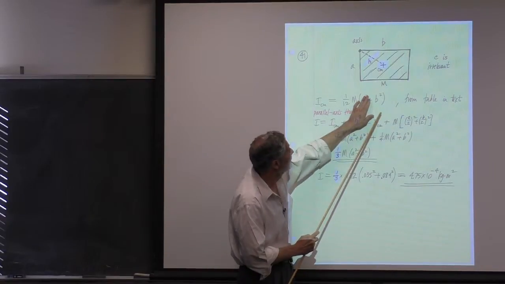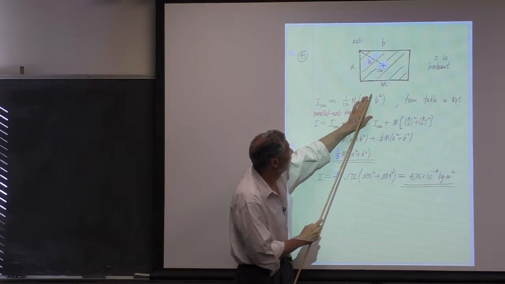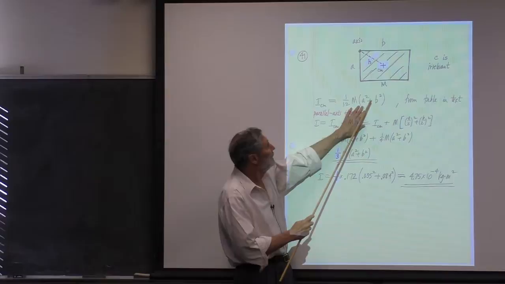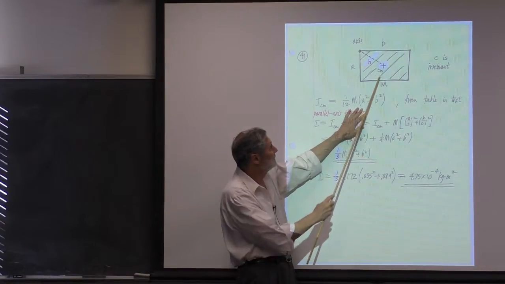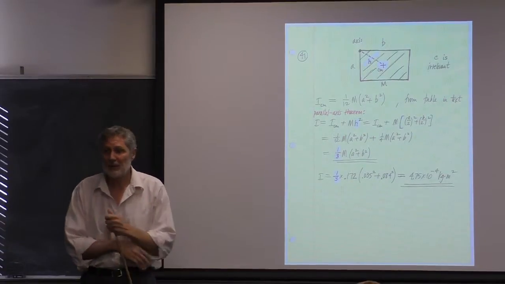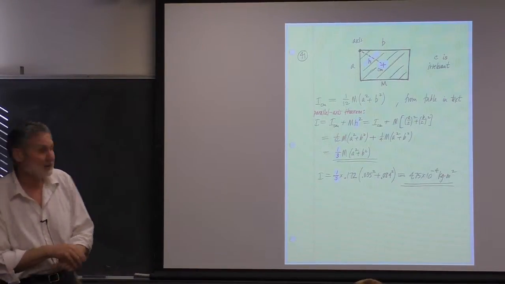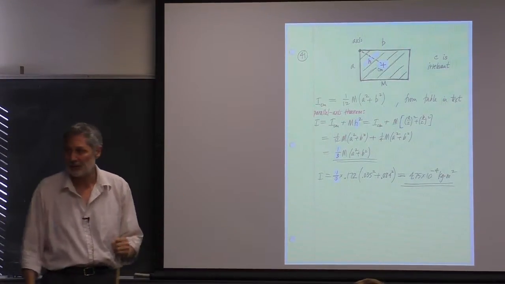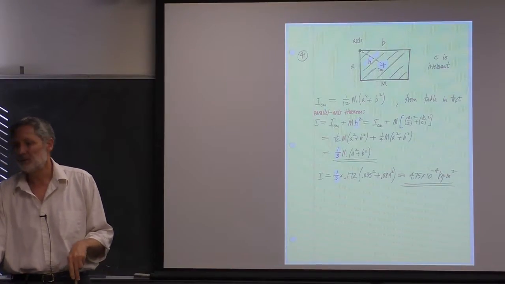For a thin rod, we would get this. When the mass is spread out transverse to the original rod, the moment of inertia is greater. We argued qualitatively that that has to be the case, and this is the quantitative result. Any questions about that one?